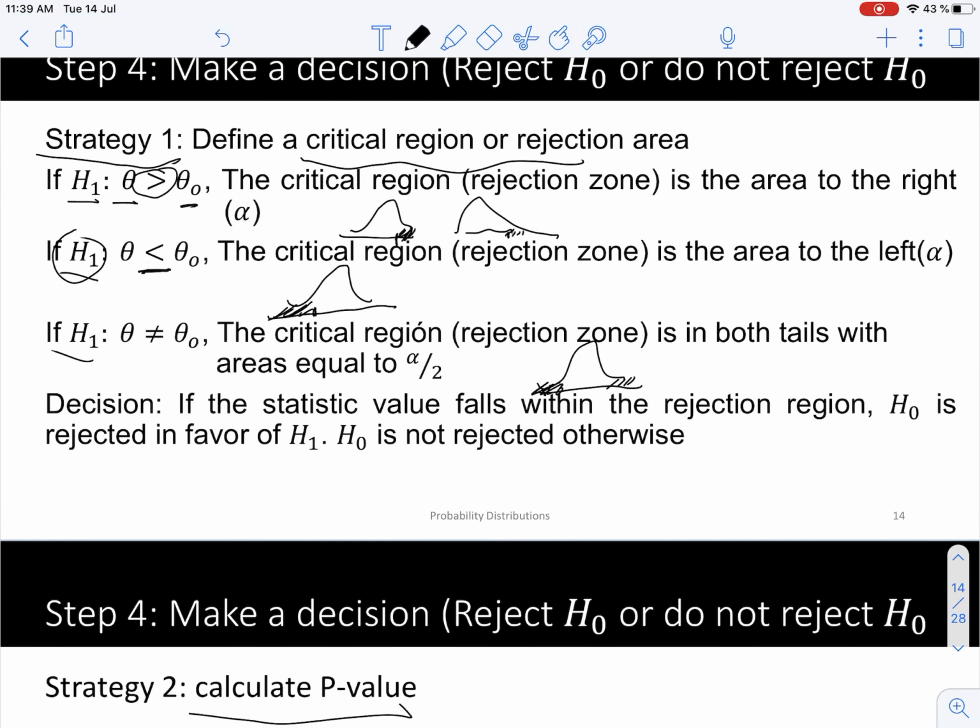So how are we going to make the decision? Once we find the statistic, which can be z from the previous step, t, chi-square or Fisher, depending on the problem, then we will check if we are outside the rejection area. If our test statistic is outside the rejection area, then we do not reject the null hypothesis. But if our test statistic is within the rejection area, of course, we're going to reject the null hypothesis with the confidence level that is defined. So this is one option, or strategy one, to make a decision.